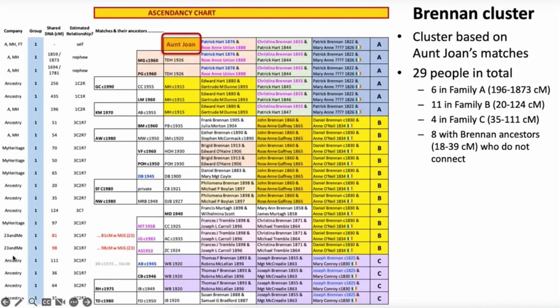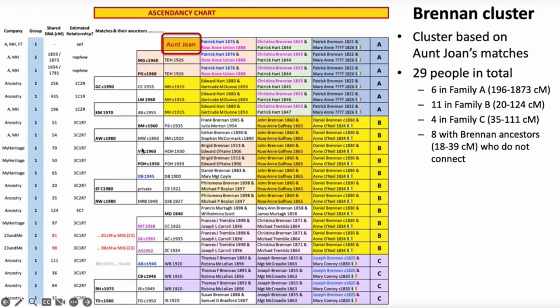And you can see they come from a variety of different websites: Ancestry, 23andMe, MyHeritage, and even one from Family Tree DNA as well. Well, in fact, that's Aunt Joan herself. She's tested there too, or has her DNA on that website. There's 6 in Family A, who go back to the patriarch Patrick Brennan, born about 1822. These are all the matches in Family A, descended from Patrick Brennan.